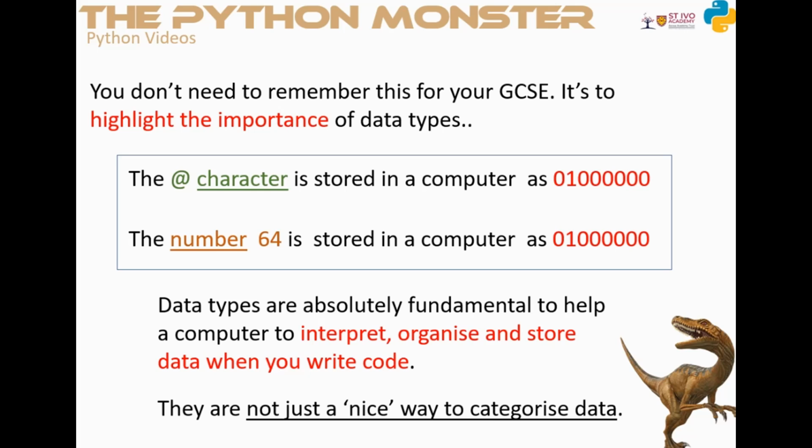So if you think about it, the @ character is important to us because we use that in things like emails and in text and communicating using text in general. The number 64 is important for us because it's a number that we want to do maths with. So if the computer can't tell the difference between the two, then we are never going to get that code interpreted in the right way.